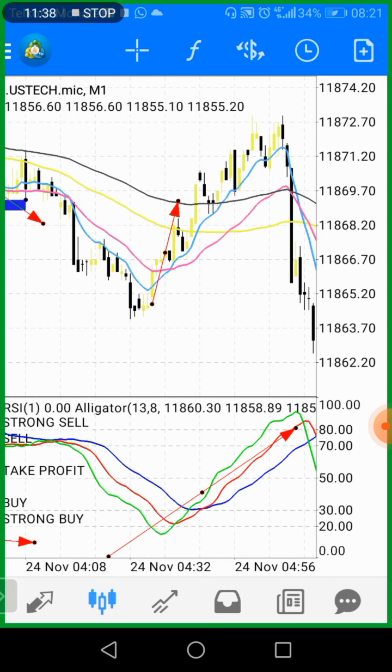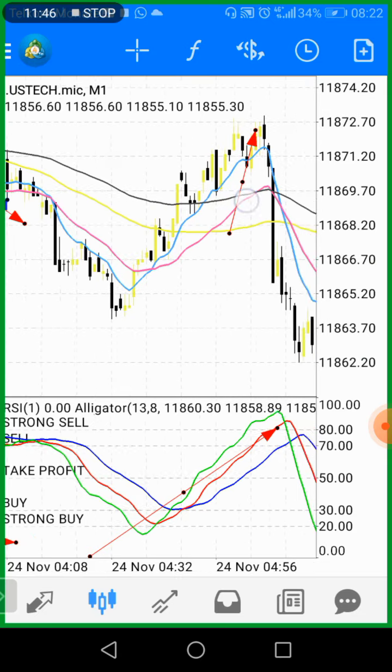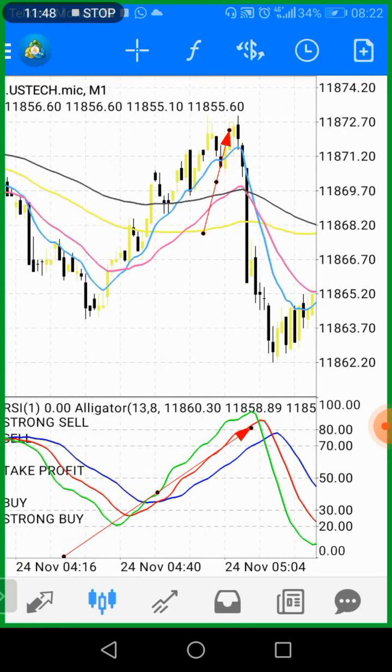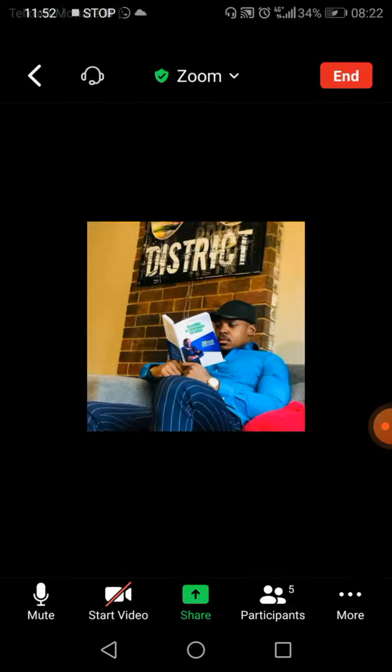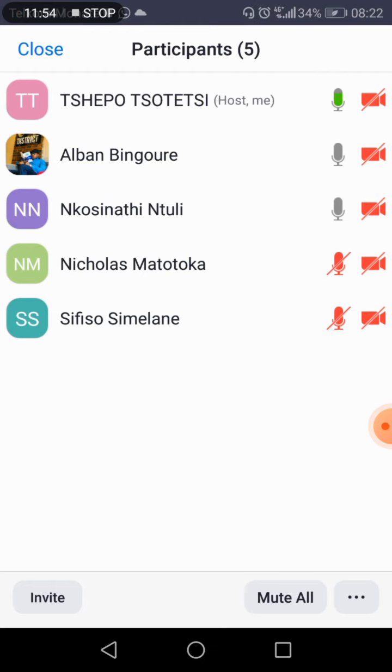We need to buy, guys. I hope you follow the rules of the strategy. I'm not moving fast, guys. I hope you can see the rules of the strategy, and you can see after that we have a double top. After that double top, the market went down very impulsively, guys.